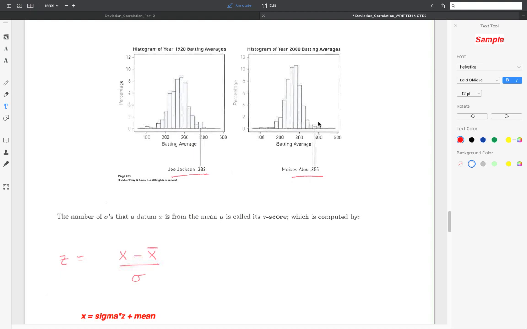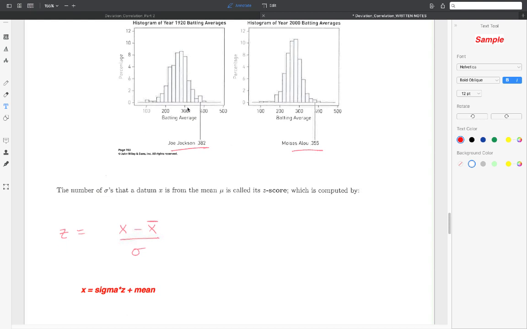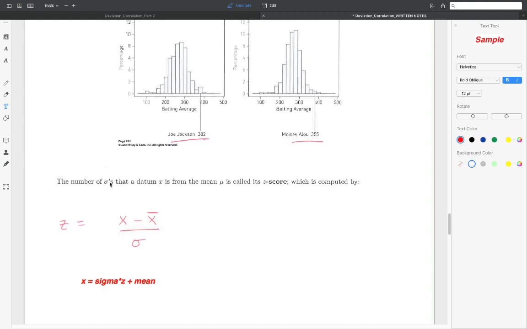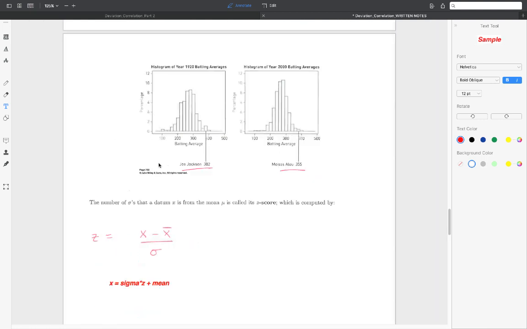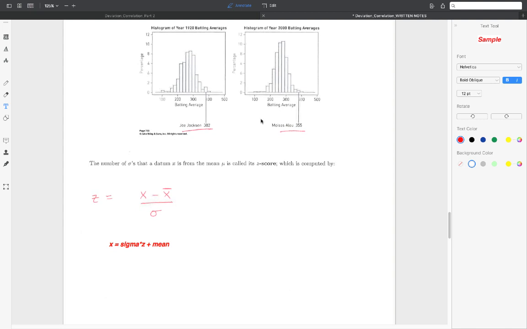So we want to measure how unusual their batting averages were relative to their peers, relative to their data set, and compare them. Well, the z-score is our tool for that. The number of sigmas, the number of standard deviations that a datum is from the mean, is called its z-score, which is computed by taking the difference from the mean and seeing how many standard deviations that is. In other words, we find the difference and divide it by our standard deviation for that year. So my challenge to you is to figure out the z-scores for both Shoeless Joe in 1920 and Moises Alou in 2000. There's a reason why we chose these two players.